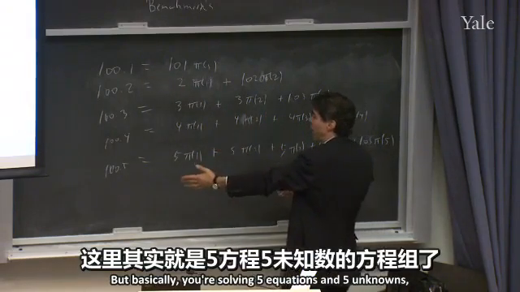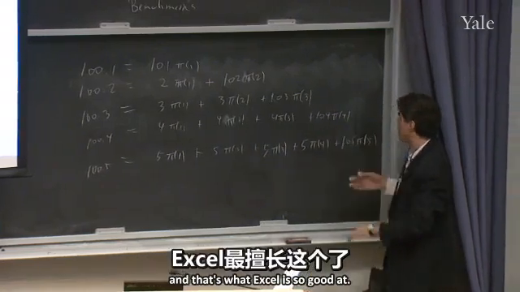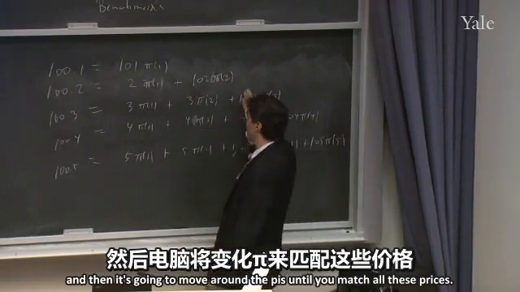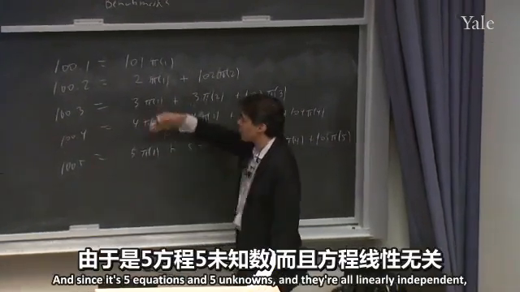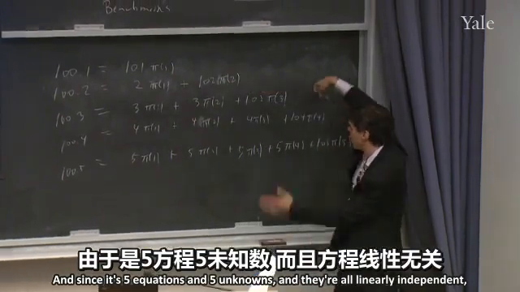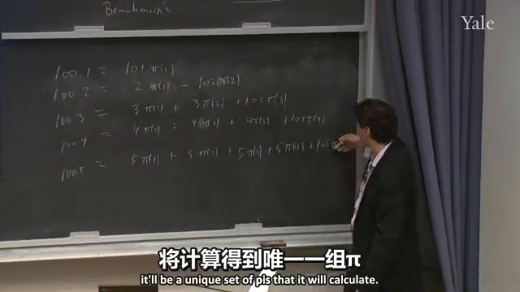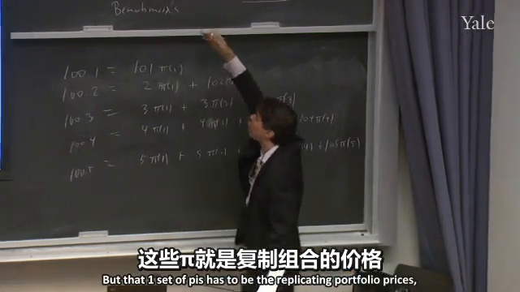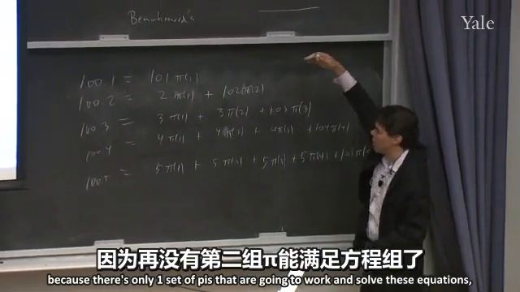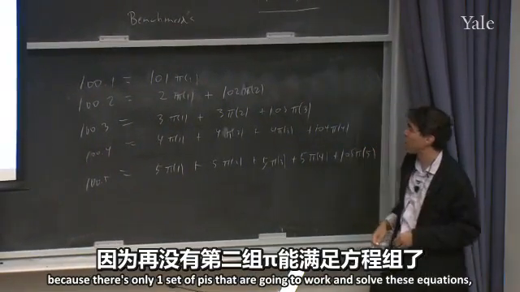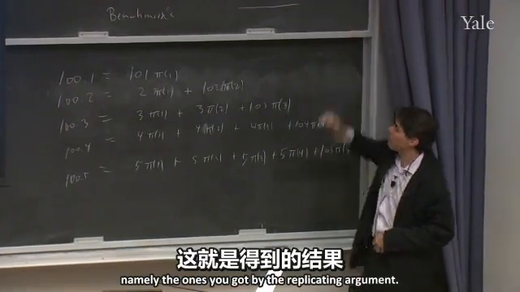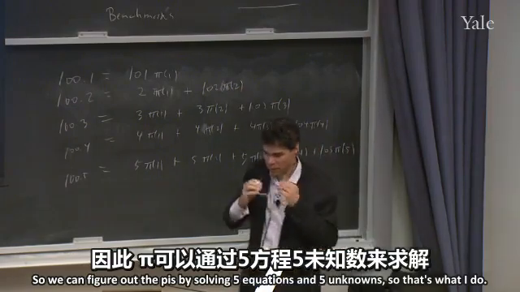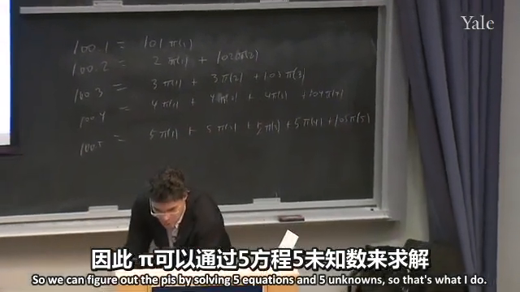But basically you're solving 5 equations and 5 unknowns, and that's what Excel is so good at. It's going to start with a wild guess of the pi's, and then it's going to move around the pi's until you match all these prices. And since it's 5 equations and 5 unknowns, and they're all linearly independent, it'll be a unique set of pi's that it'll calculate. But that one set of pi's has to be the replicating portfolio prices because there's only one set of pi's that are going to solve these equations, namely the ones you got by the replicating argument. So we can figure out the pi's by solving 5 equations and 5 unknowns. So that's what I do.